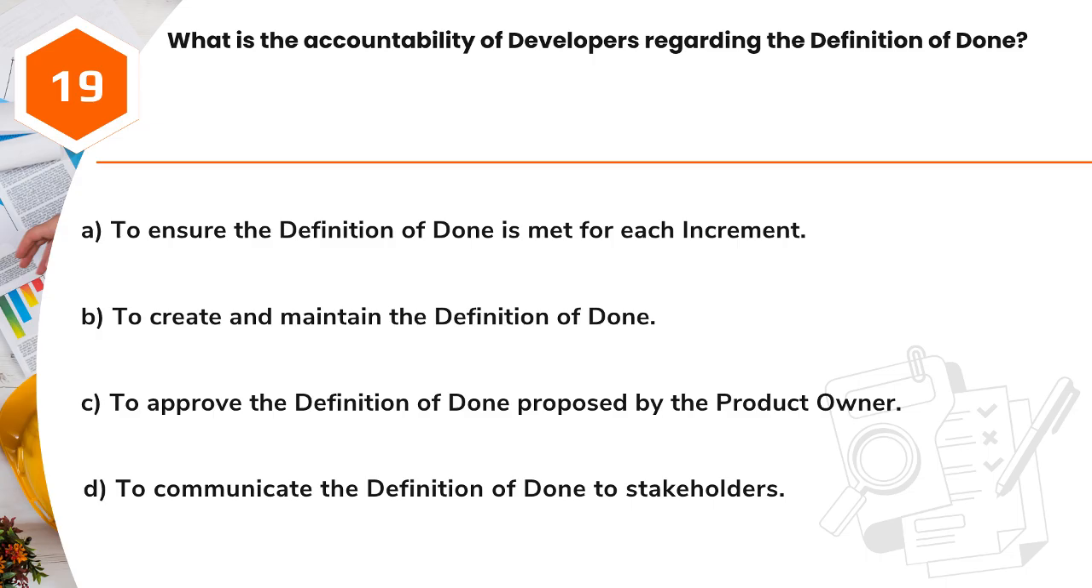Question 19. What is the accountability of developers regarding the definition of done? A. To ensure the definition of done is met for each increment. B. To create and maintain the definition of done. C. To approve the definition of done proposed by the product owner. D. To communicate the definition of done to stakeholders.